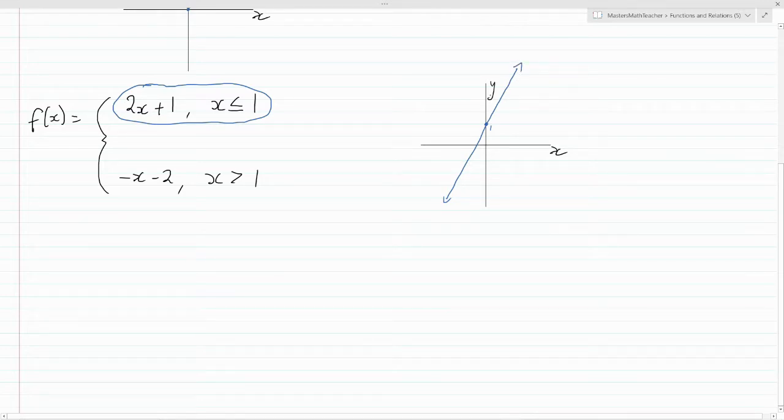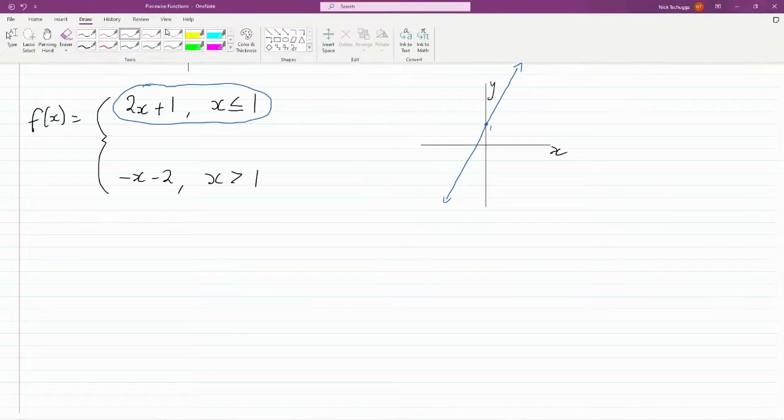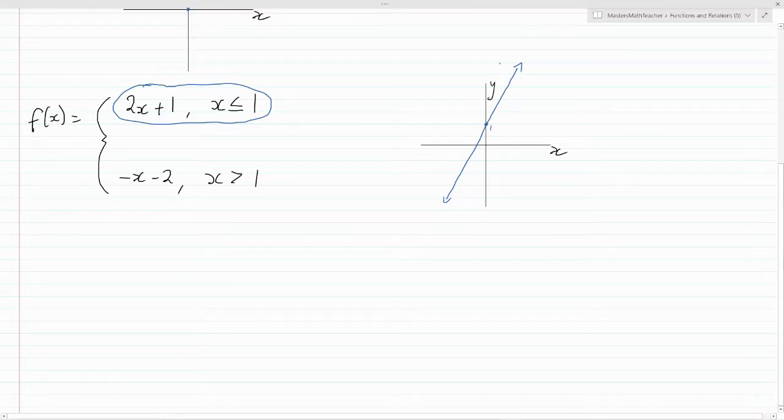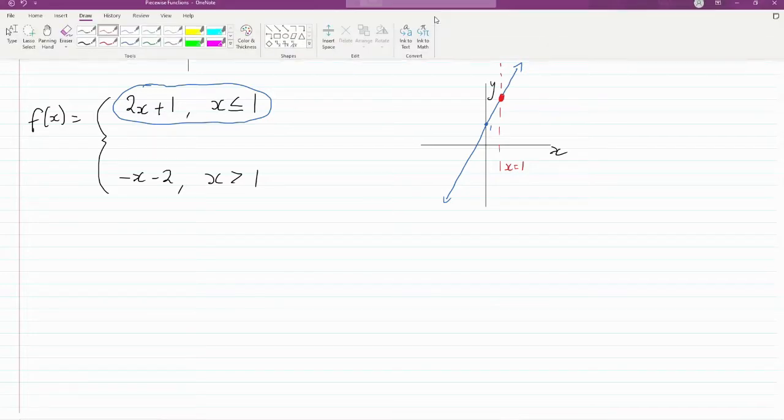Now this time, we are only interested for x less than 1. So what we have to do here is find the value of this graph at x equals 1, and then look at every value less than that. On this graph, we're looking at our wall. This is x equals 1. And we need to find the y coordinate there.